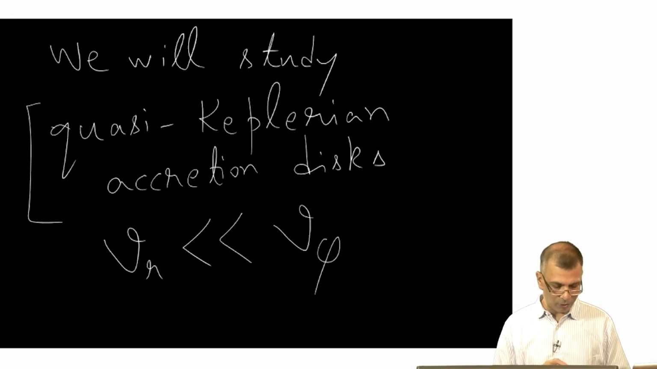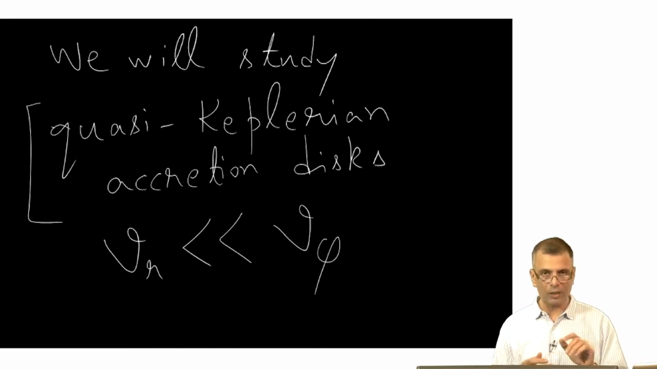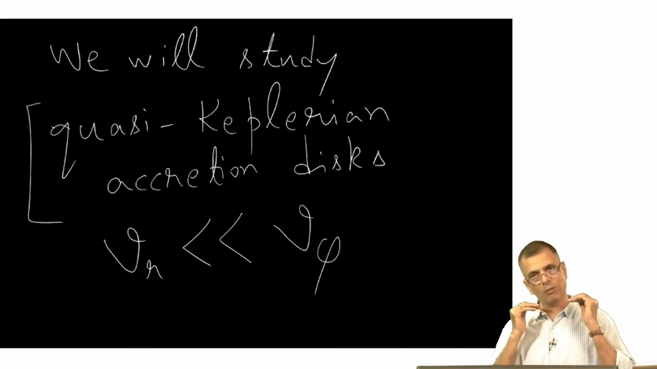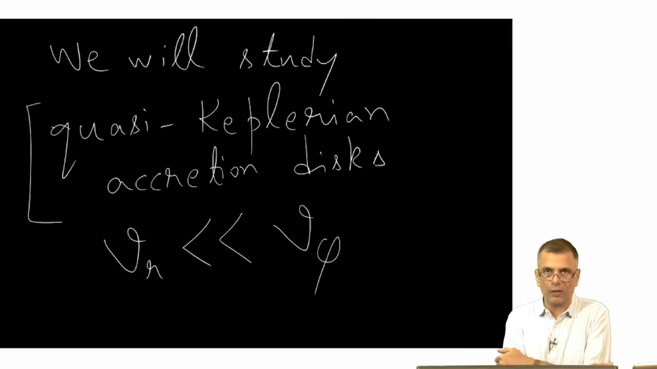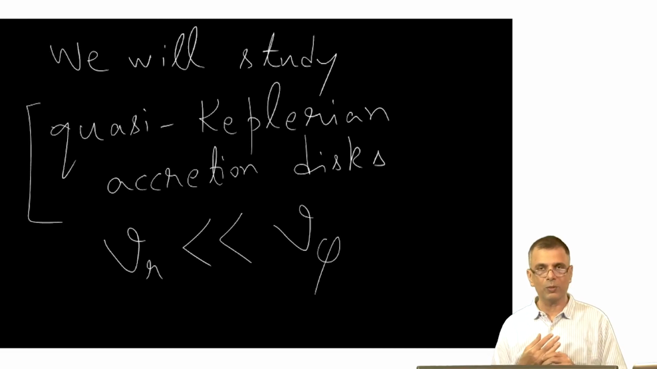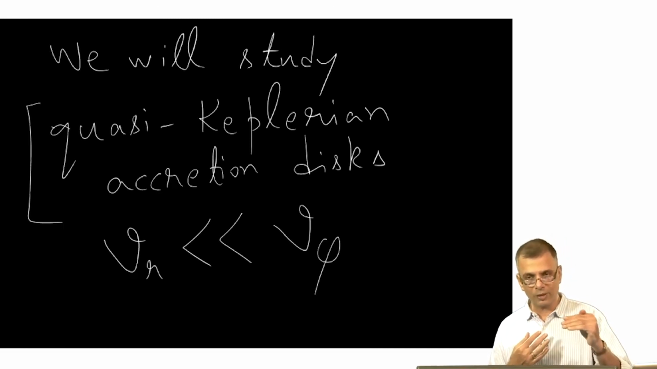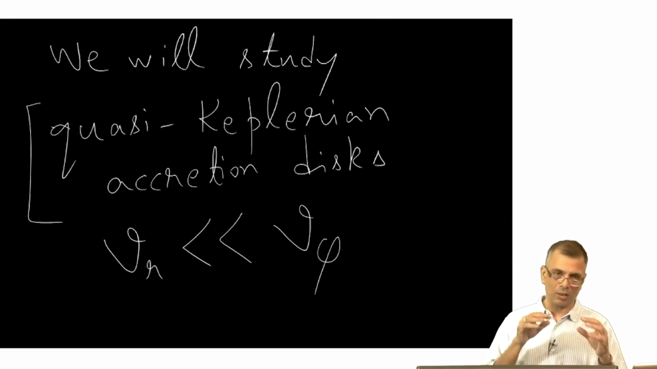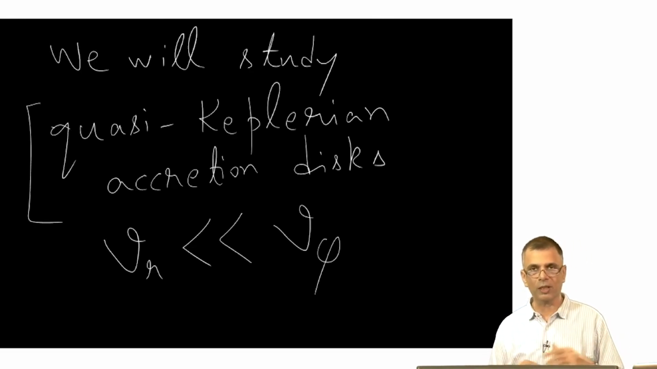And in particular, we will talk about thin disks and so on and so forth. This will be our idealized model of accretion disks, and then, as with spherical accretion, we will point out the deficiencies of this idealized model and try to see where additional physics can be brought in and so on and so forth.